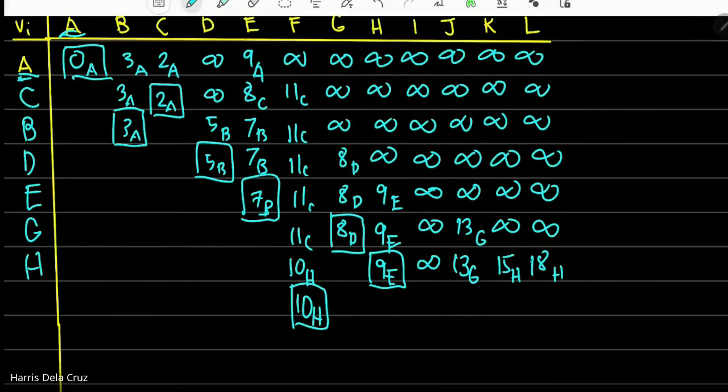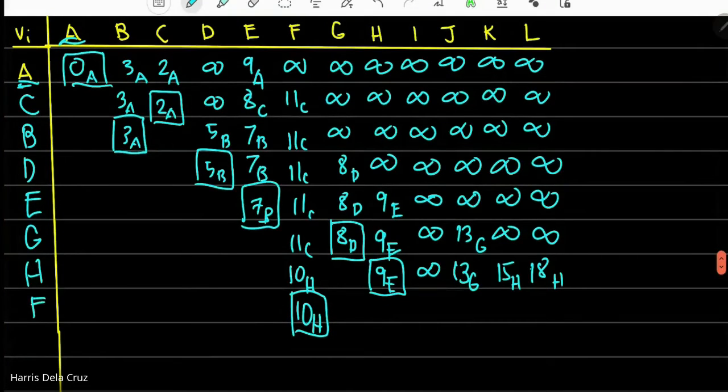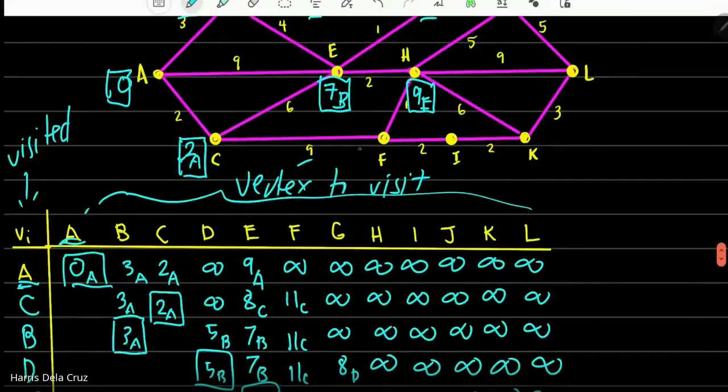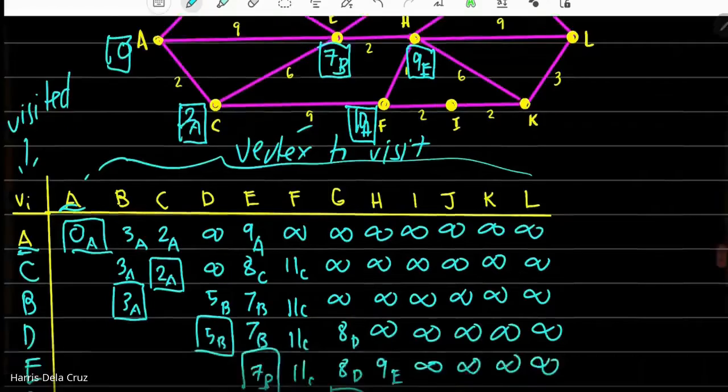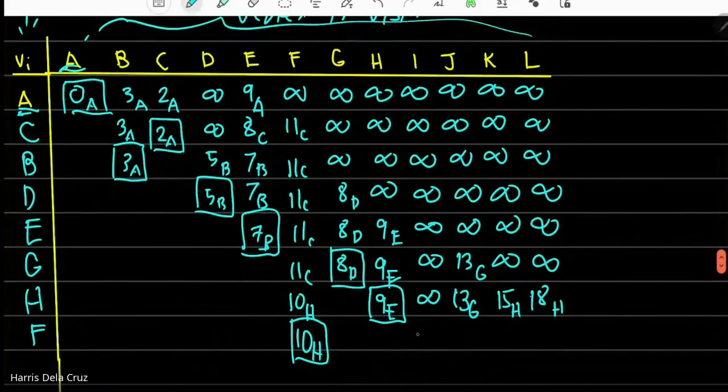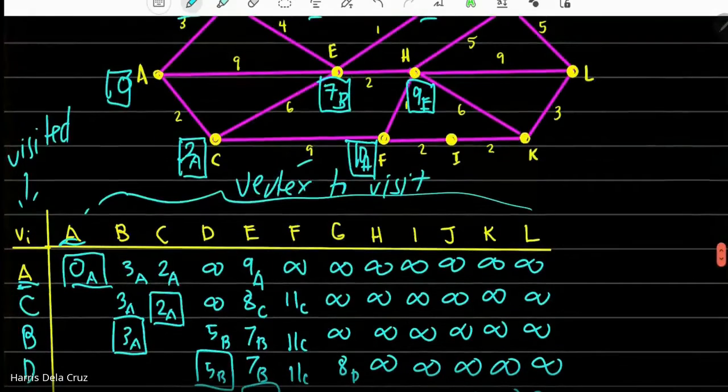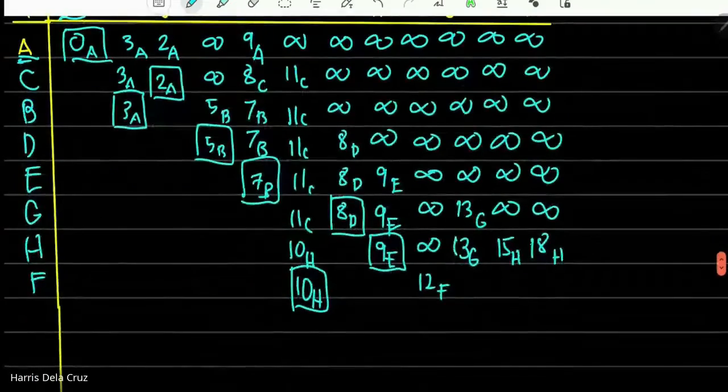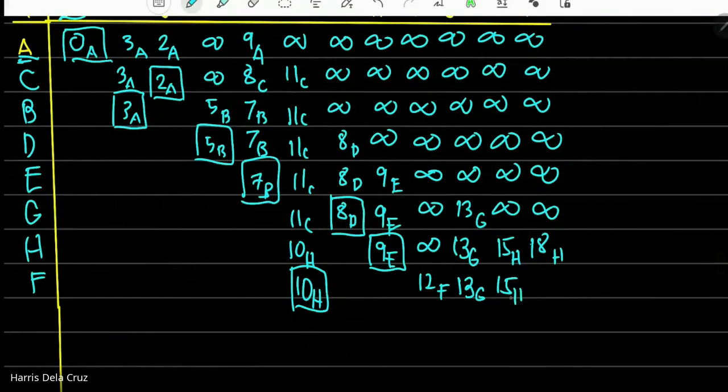And now, we're starting from F. So, yung F natin, 10H. Now, from 10H, pwede tayong pumunta sa I plus 2. So, I is plus 2. So, 12 from F. The rest, unreachable from F. So, since unreachable, copy lang. 13G, 15H, 18H. This time, the smallest is F. So, we're fixing F.